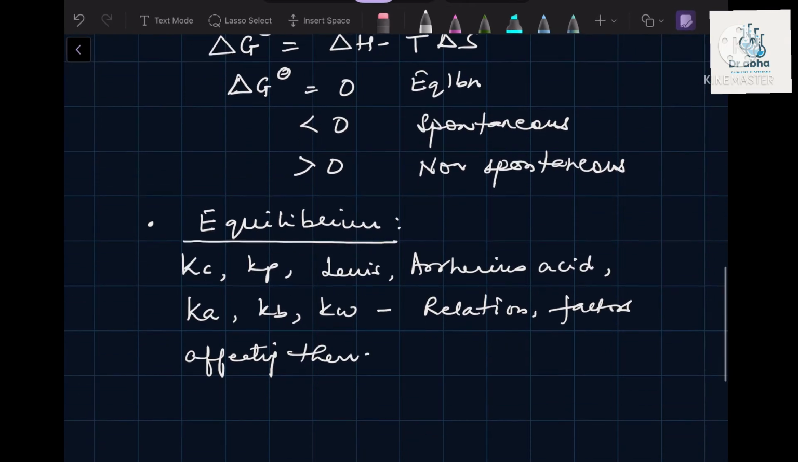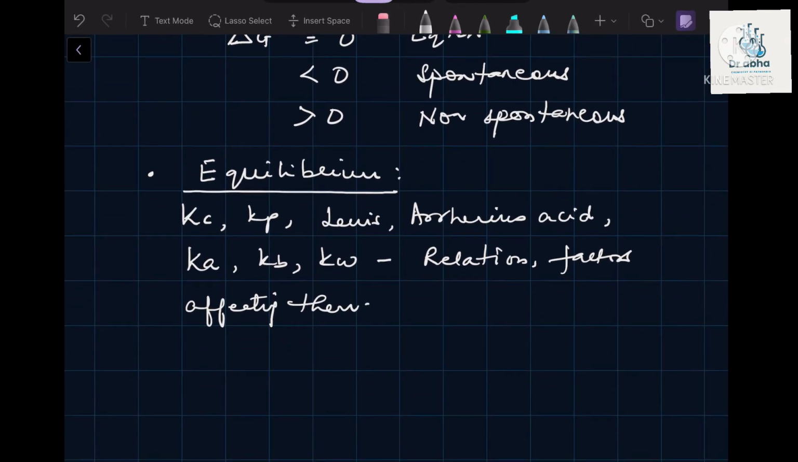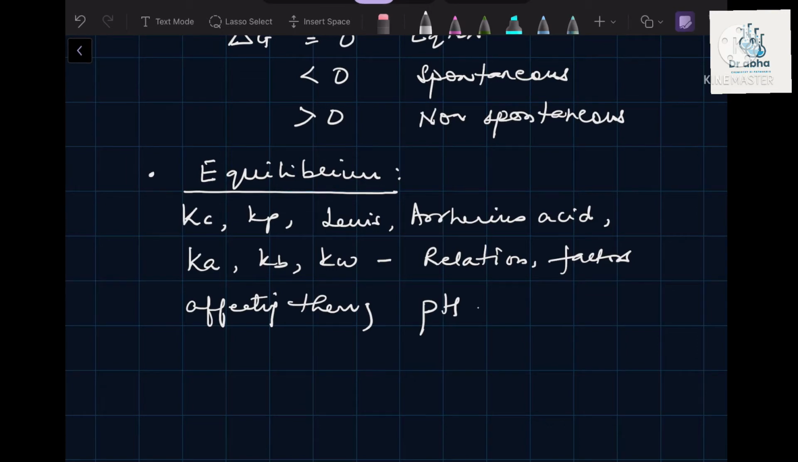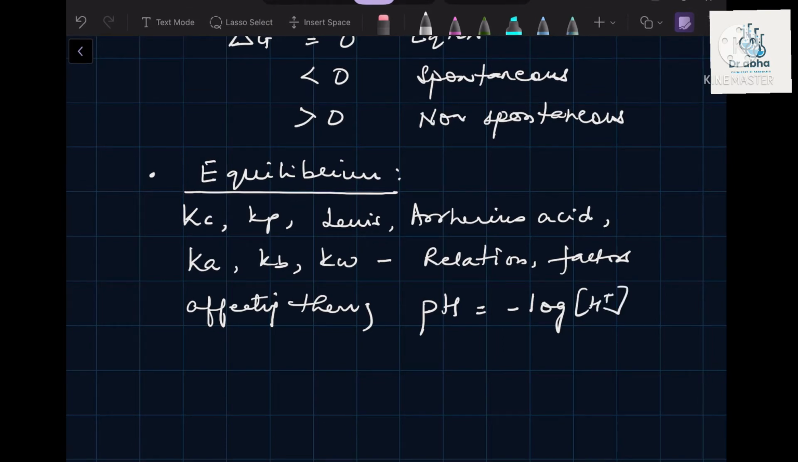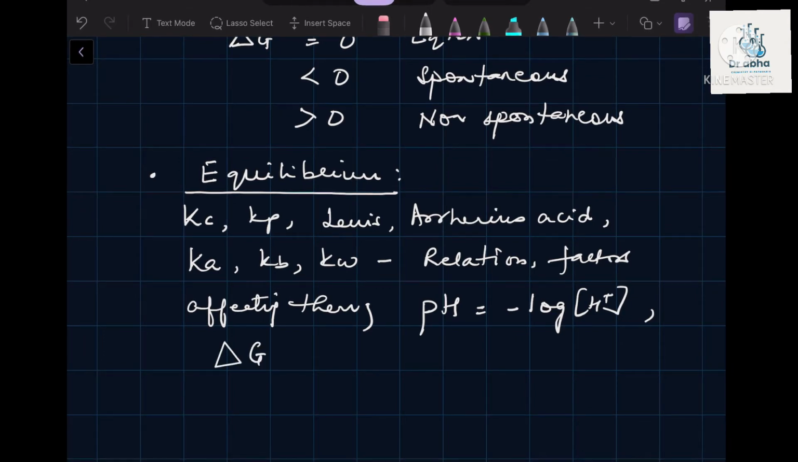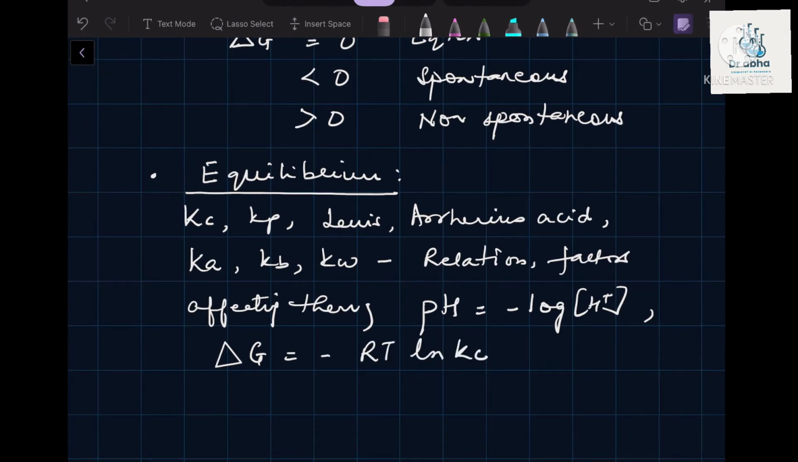Then you have pH. In 12th we have a lot of problems on pH, but having an idea that the definition of pH is minus log of hydrogen ion concentration, and how to find out hydrogen ion concentration, they can be used. And then one more formula which you use in class 11th in equilibrium, delta G is equal to minus RT ln Kc. We keep repeating this formula in class 12th, right?